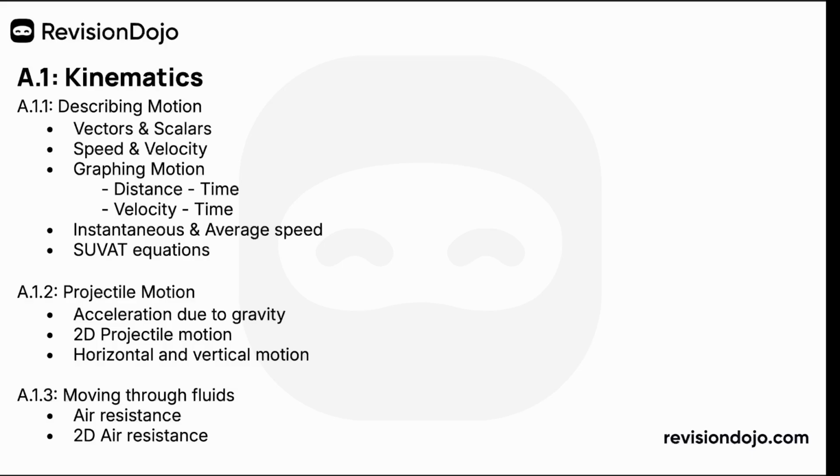Today we're going to be looking at A.1.1 describing motion. It is essentially a toolbox of different physics concepts and tools that we can use to describe and analyze motion in different dimensions. Today we're going to look at vectors and scalars, speed and velocity, graphing motion, instantaneous and average speed, and SUVAT equations. Let's get started.